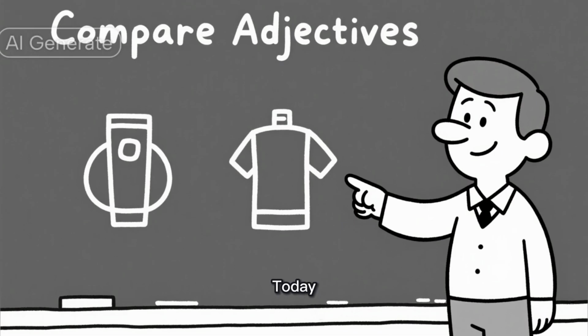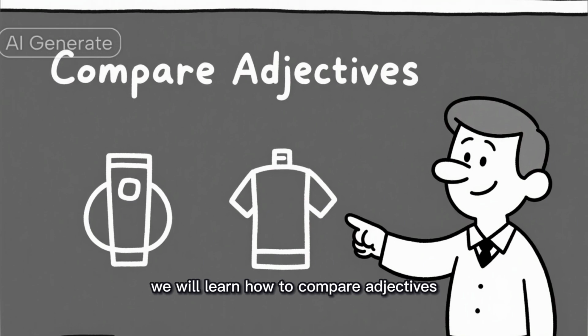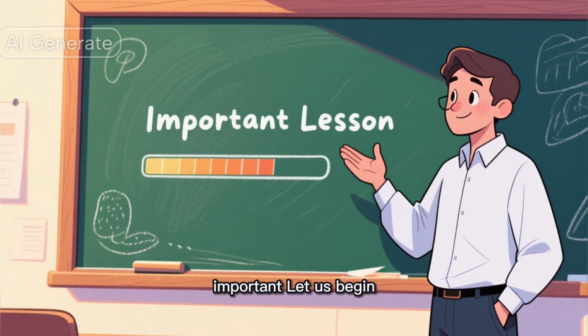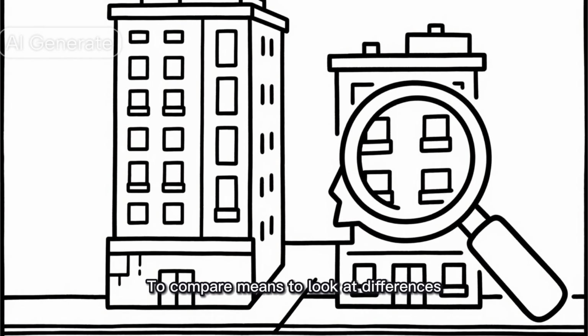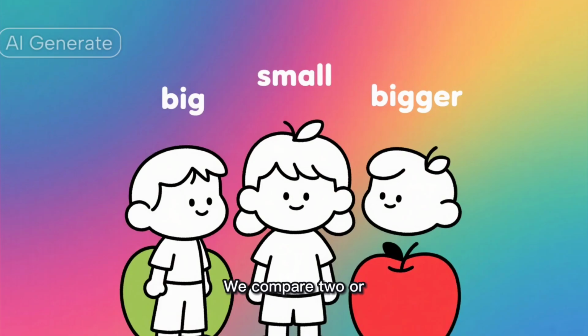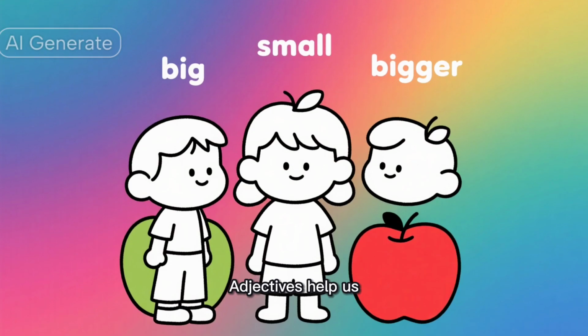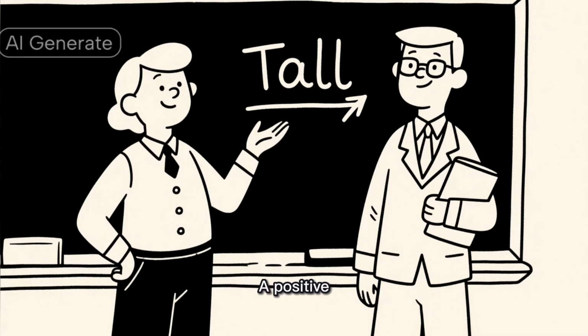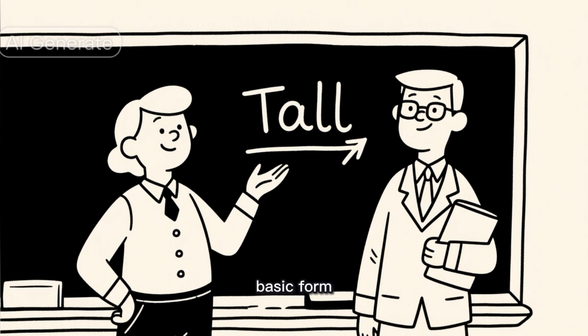Today we will learn how to compare adjectives. This lesson is very important. Let us begin. Compare means to look at differences. We compare two or more things. Adjectives help us compare. Positive adjectives are the basic form. For example, tall, fast, big.